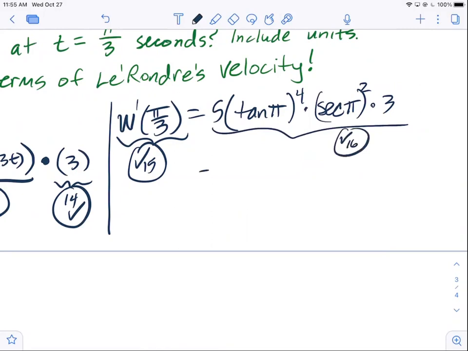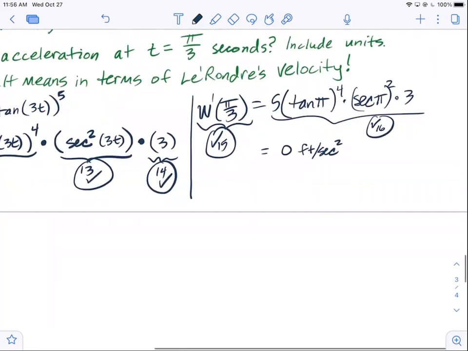But of course, it simplifies. Tangent of pi, unfortunately, is 0. And that wipes everything out. So 0 feet per second squared. Okay, but we'll still count that as the 16th check. That was an unintended consequence. I was doing this quickly in my head, and I wanted to choose an angle that made secant nice. Secant of pi is -1, but I forgot the tangent was still going to be there.